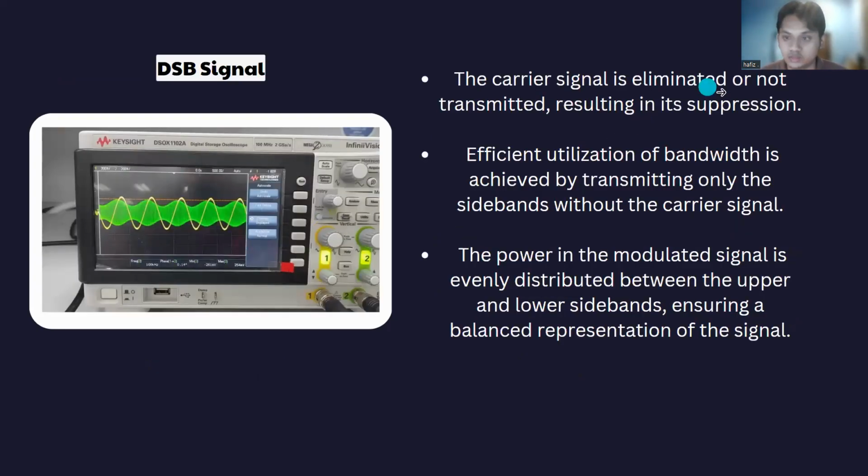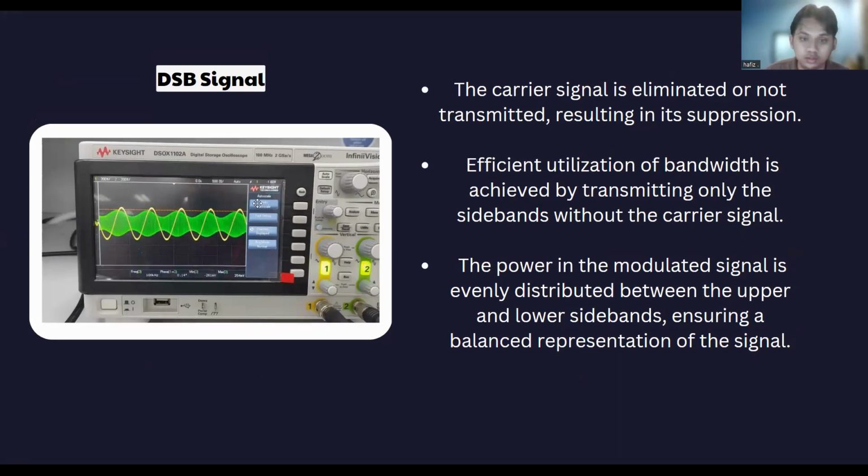For the DSB signal, the carrier signal is eliminated, or we can say not transmitted at all, because of the suppression. Efficient utilization of bandwidth is achieved by transmitting only the sidebands without the carrier signal. The power in the modulated signal is evenly distributed between the upper and lower sidebands. This is to ensure a balanced representation of the signal.